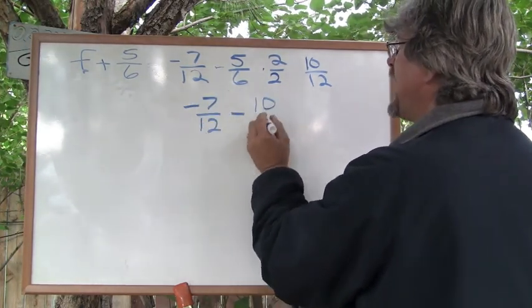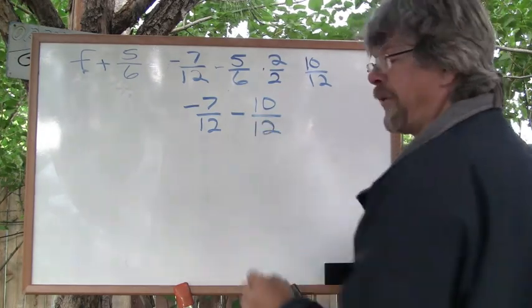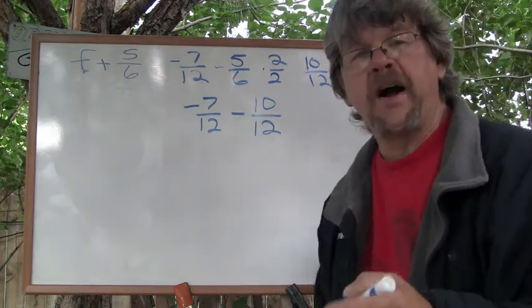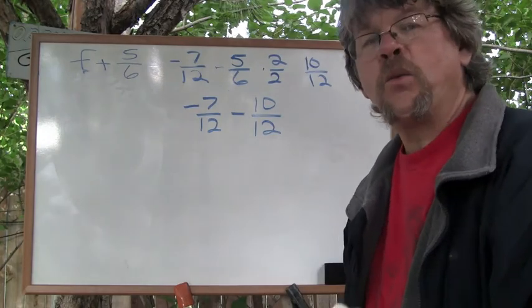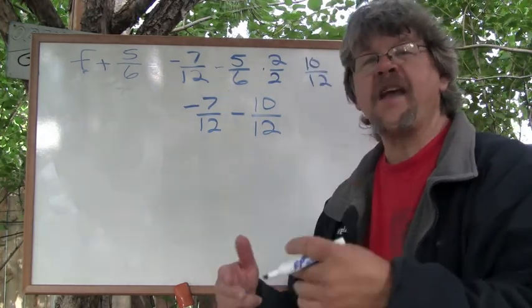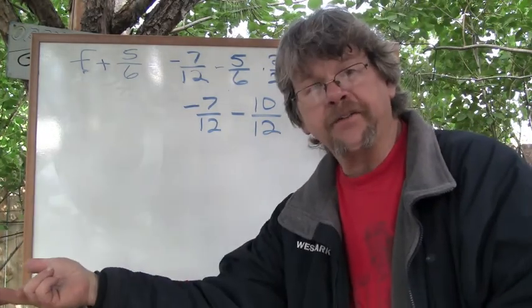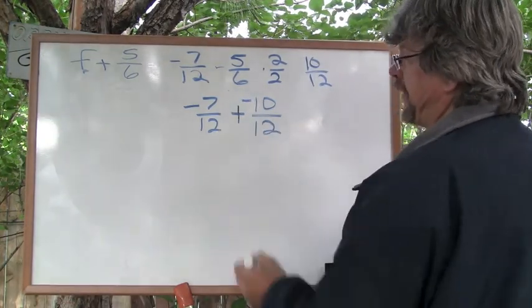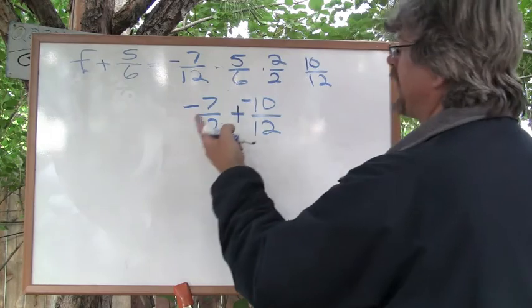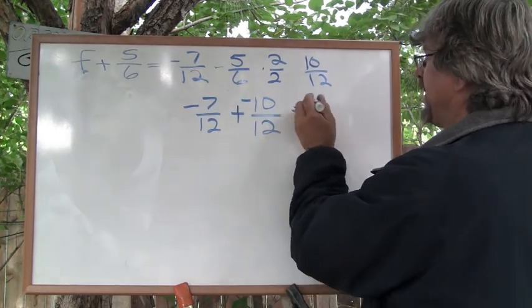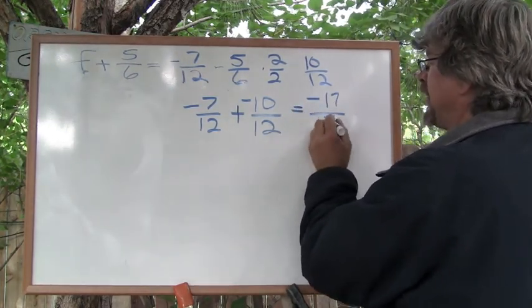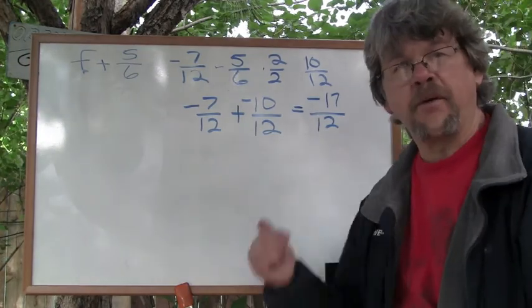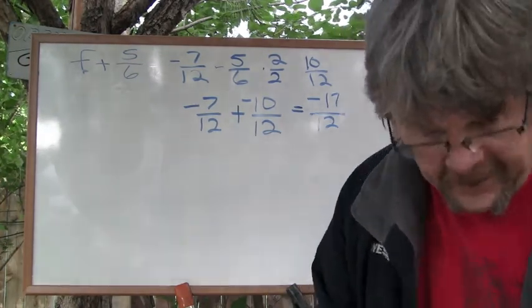minus 10/12. And here we get great practice with positives and negatives. When we subtract, it's the same as adding the opposite, right? So we add the opposite. Now it's a negative 7 plus negative 10, which is negative 17/12. It's that simple. That's your answer. Piece of cake, isn't it?